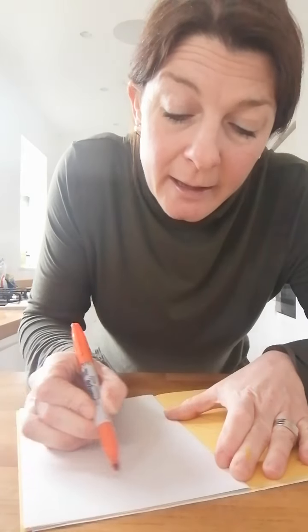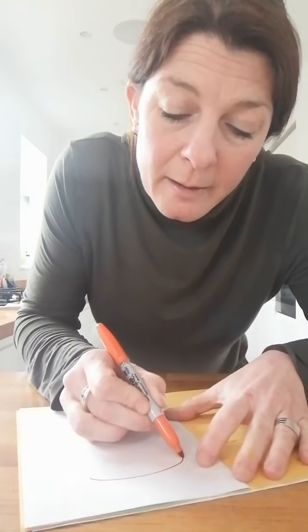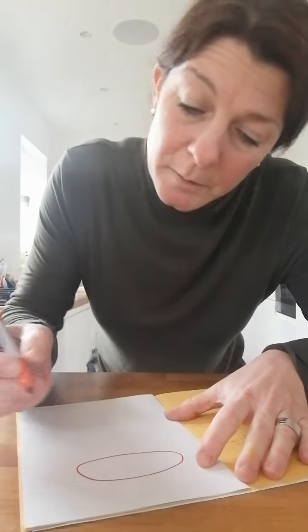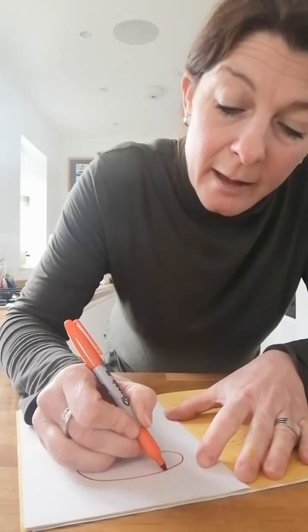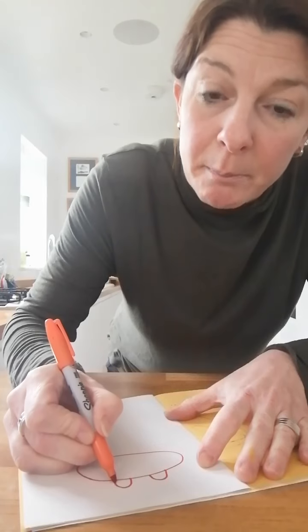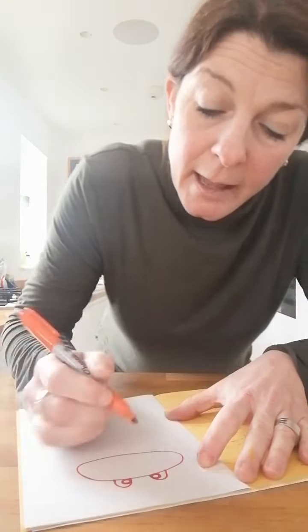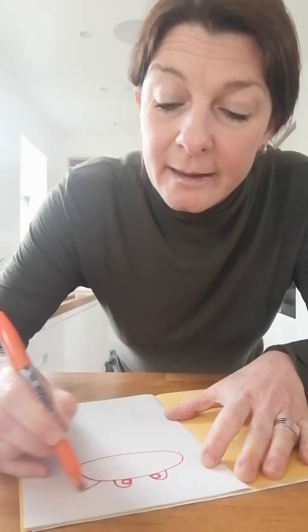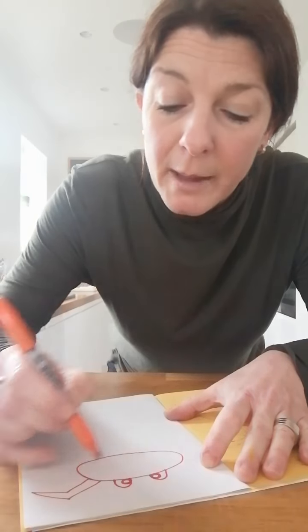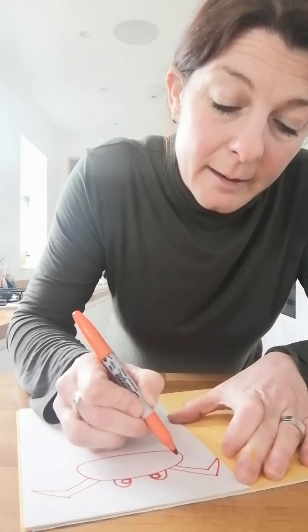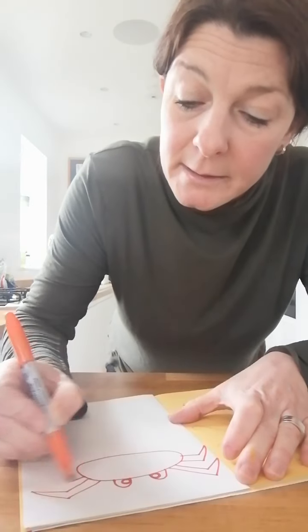So I'm going to give it a roundish, kind of oval-shaped body, and its little eyes are popping up at the top, like this. And then, do you know how many legs a crab has?